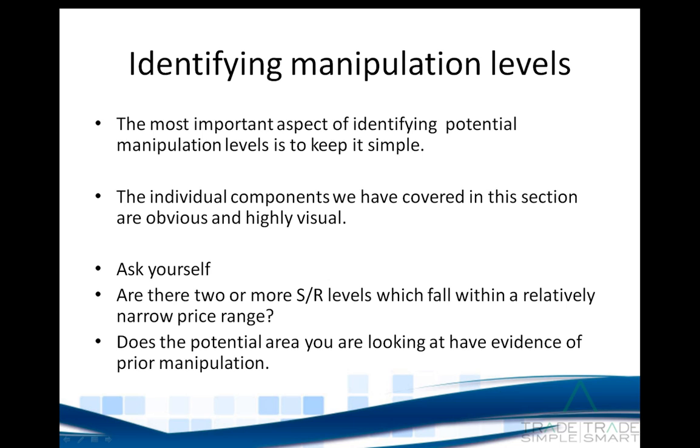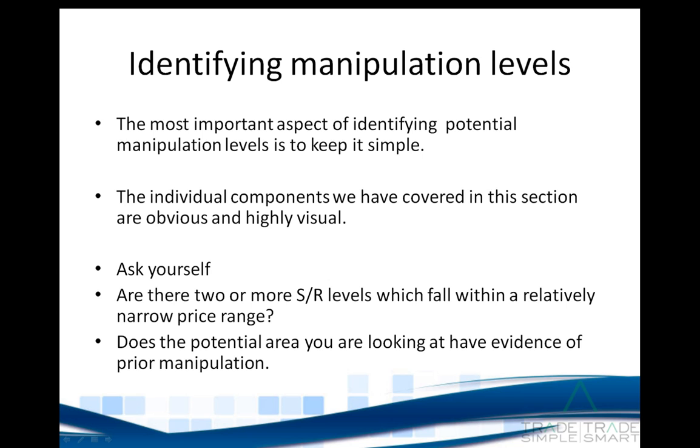So the individual components we have covered in this section are obvious and highly visual. So again, we need to ask ourselves, are there two or more support and resistance levels which fall within a relatively narrow price range? Now, this is something that can reinforce or confirm one horizontal level over another.